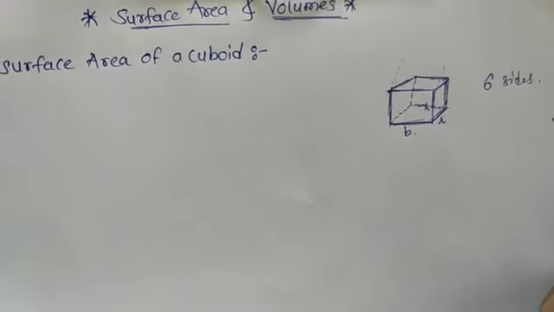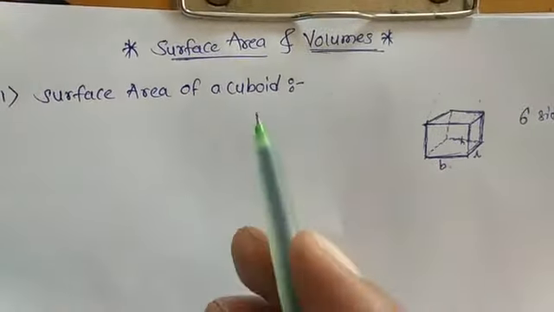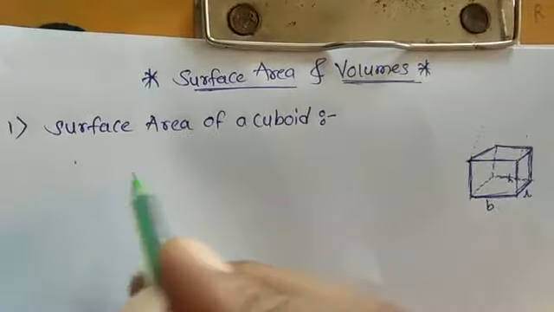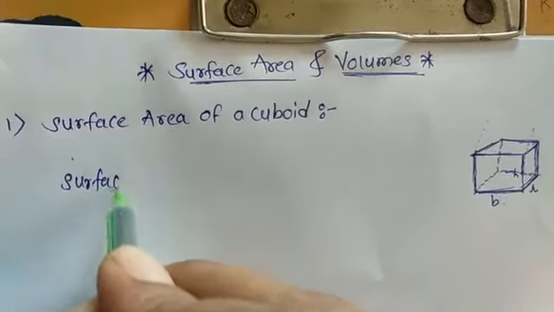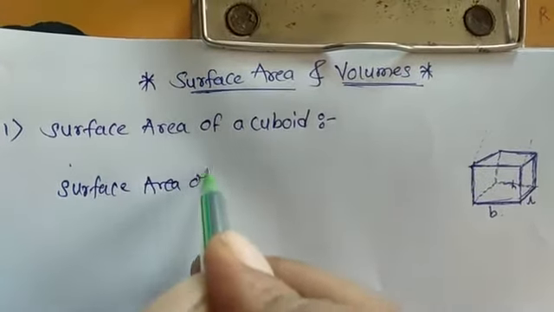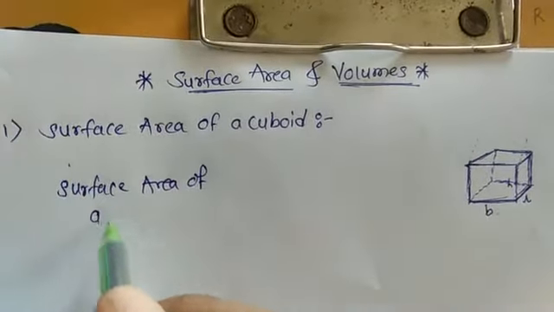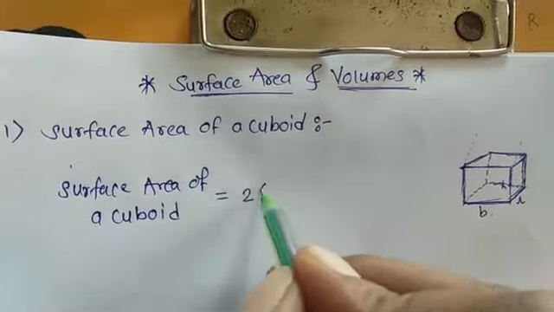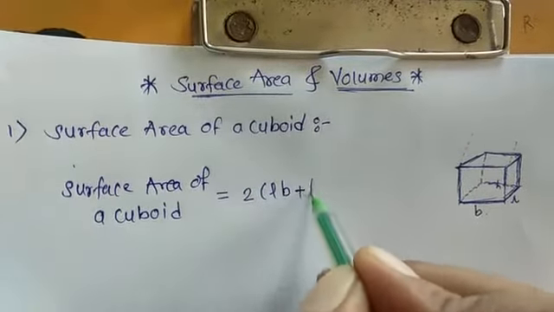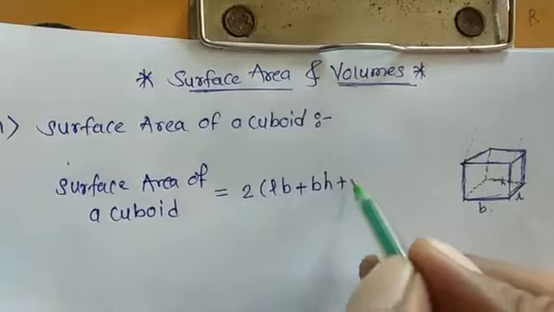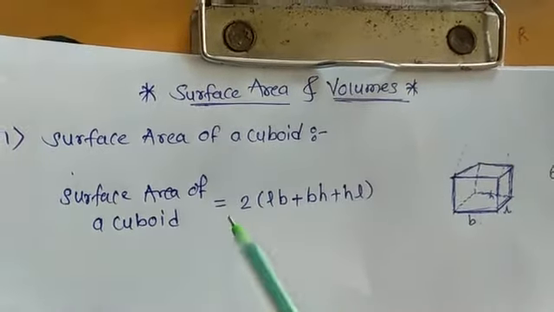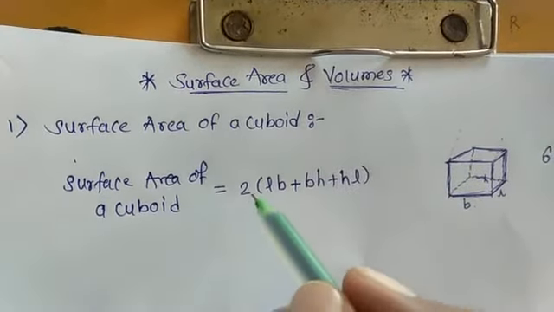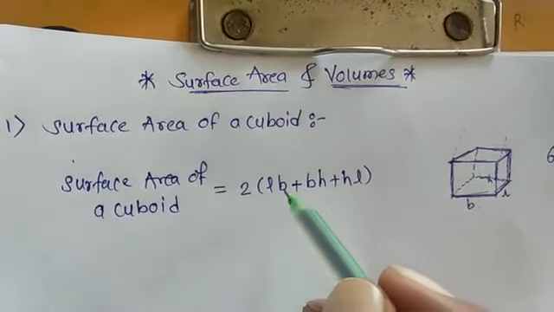Here the formula related to the surface area of a cuboid: surface area of a cuboid is equal to 2 into bracket length into breadth plus breadth into height plus height into length, because we consider each side twice. So the formula is 2 into bracket LB plus BH plus HL, where L means length, B means breadth, and H means height.